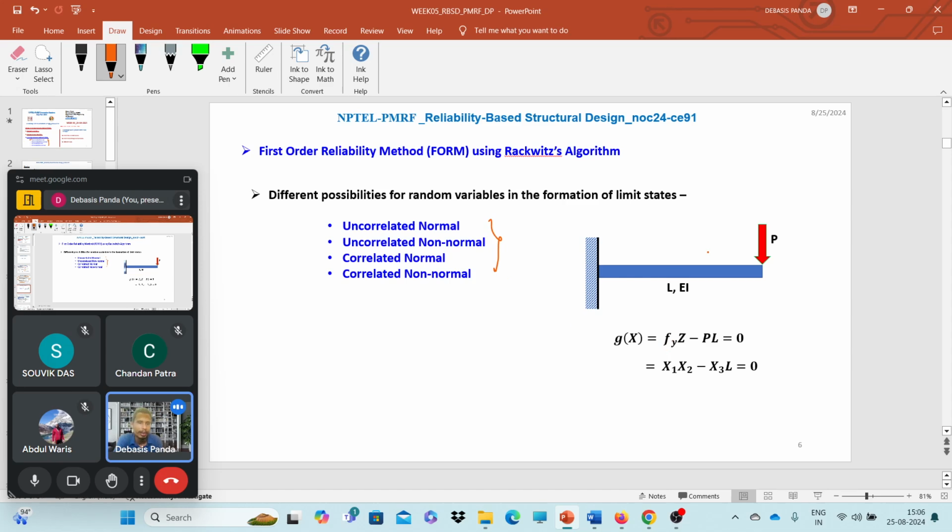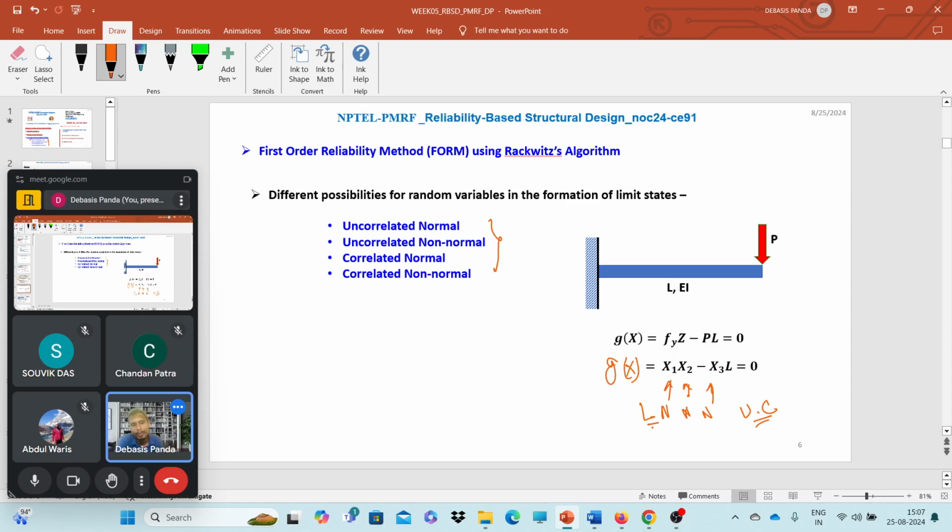Like for this cantilever beam, if we have a limit state like g of x equals x1 x2 minus x3 l, here we have three random variables, x1, x2 and x3, right? Now x1 and x2 can be normal, and they can be uncorrelated. That means no correlation was there. So that was the first case. Now out of the three random variables, maybe one random variable is log normal. So if that case happens, we need to see how we can counteract it.